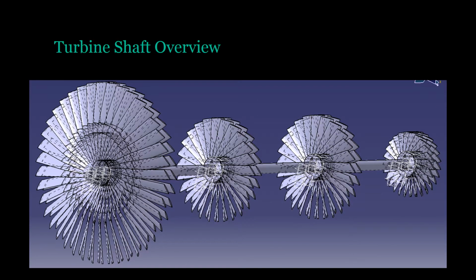This image shows the turbine shaft assembly. As stated earlier, the front fan set produces most of the thrust due to its larger size. The second fan set occurs right before the blast chamber. The purpose of this fan set is to draw air into the blast chamber, increasing the pressure in there.